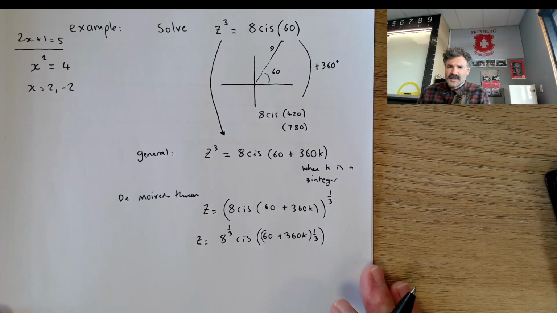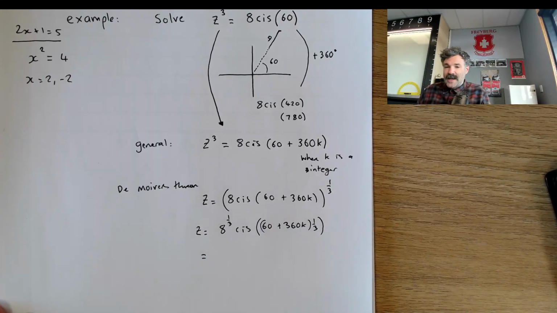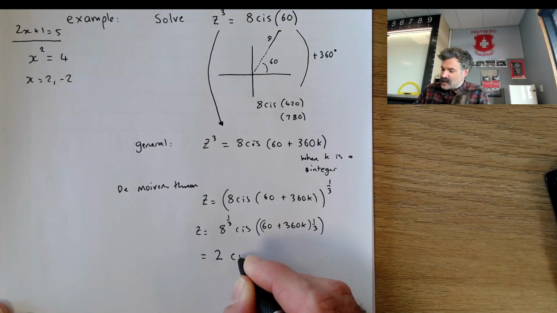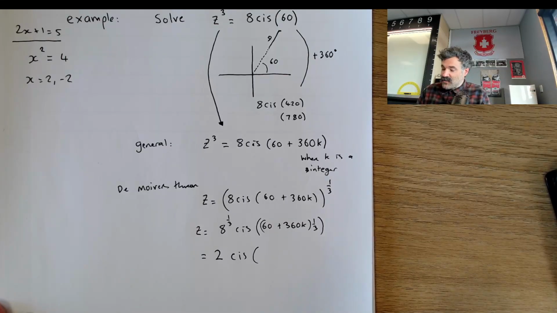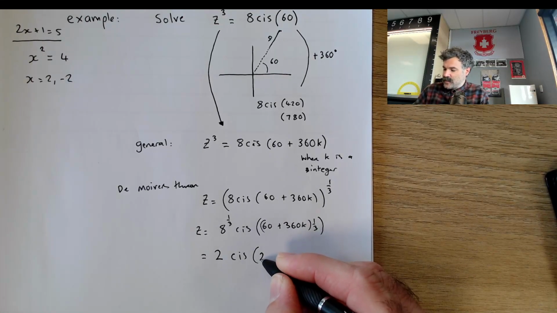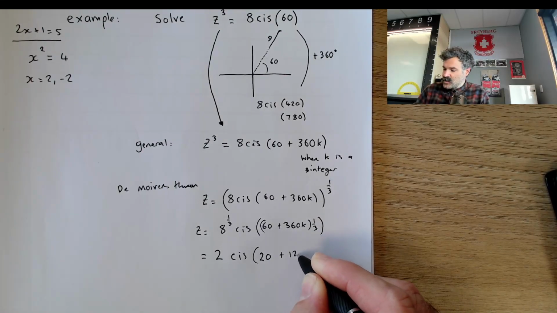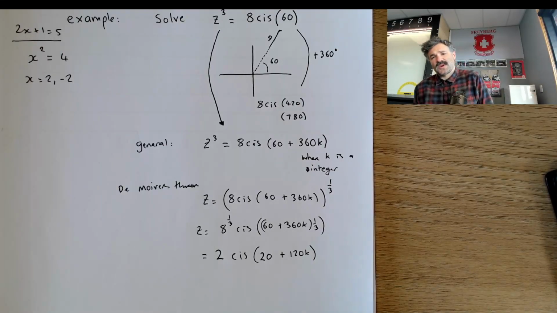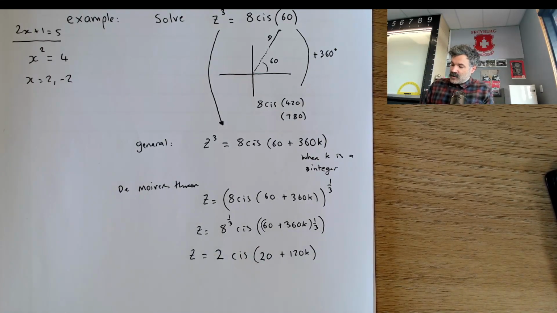So if I want to write this a little bit more neat, 8 to the power of a third, you can put that in your calculator, or what number times itself 3 times becomes 8, that's going to be 2. And cis of a third of all of this stuff, or timesing all of that by a third, is going to be 20 plus 120k. I times 60 by a third and got 20, and times 360 by a third and got 120. All right. So this is my solution.